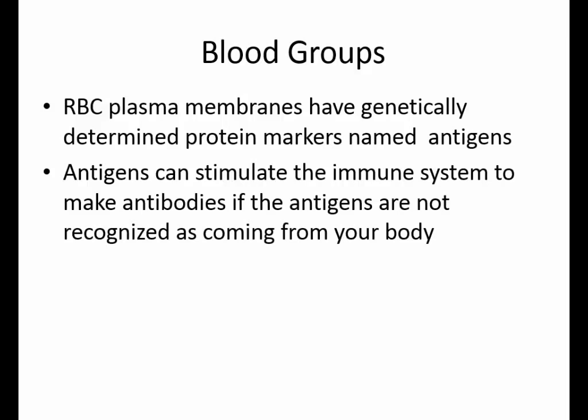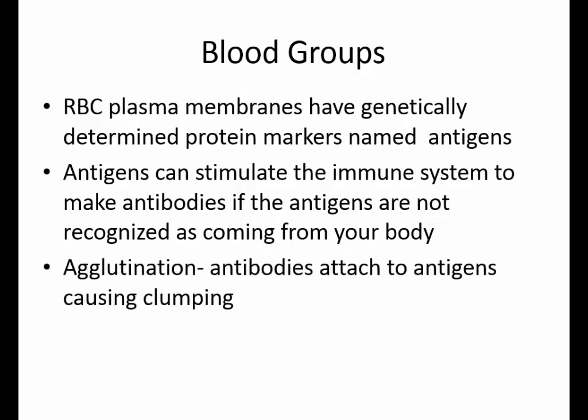Antigens can stimulate your immune system to make antibodies. So if the antigens don't match your antigens, you'll make antibodies, and that will make you destroy the blood that you're given. Agglutination is when the antibodies attach to the antigen and cause the cells to clump.